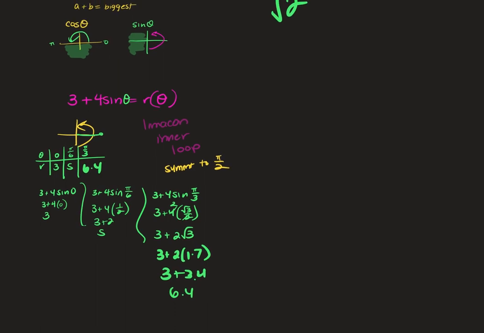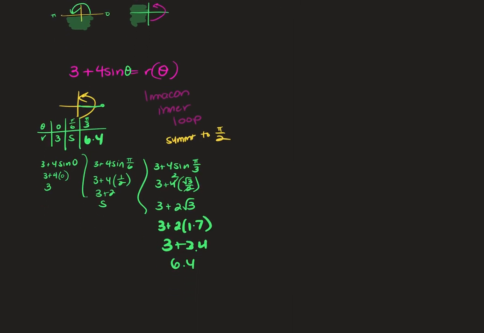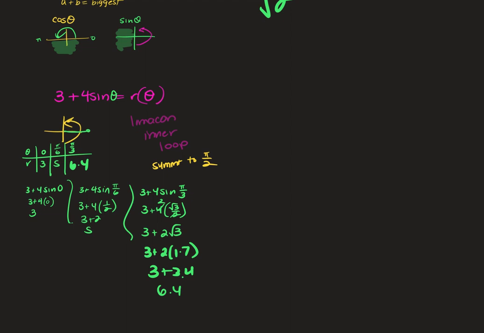Now, we still haven't hit our biggest point, which would be the a plus the b, which is 7. But we are getting bigger, yes? So where do you think that big point is going to be? At pi over 2, which means this loop is happening where? At 3 pi over 2, opposite the biggest point. Does that make sense? Okay. So if my rounded part is at the top, then that means my loop has to happen opposite it, which would be at the bottom.